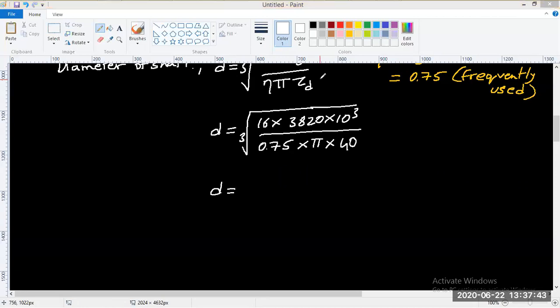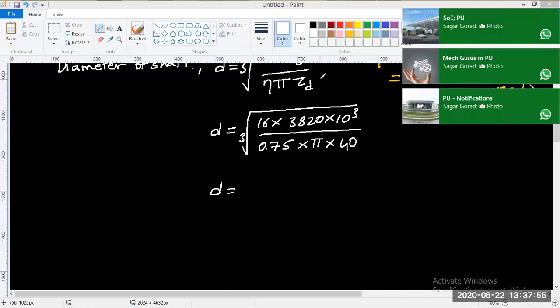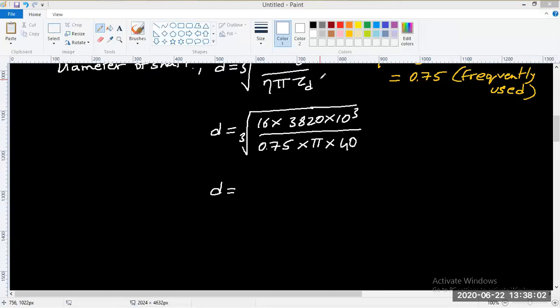So it is 16 into 3820E3 over 0.75 into 40. You do a cube root of that equation, the answer, and 805, very big diameter.